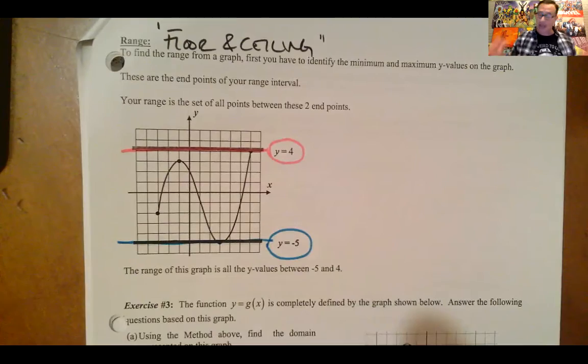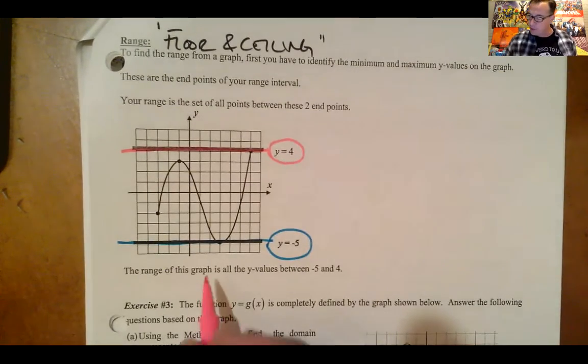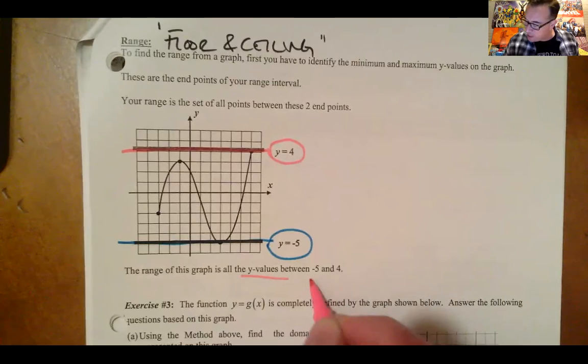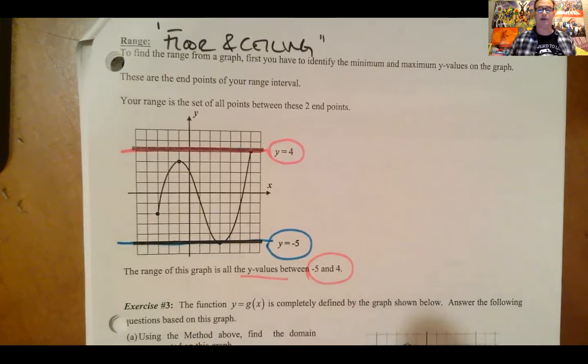Again, I don't care about how far we go left and right. I just need to see where's the top, where's the bottom. So all of the y values between -5 and 4 is what we're talking about. And normally when we're talking about domain and range with graphs, we're not talking about specific points, like rosters would make no sense. We're just talking about how far does this go left and right? How far does this go up and down?